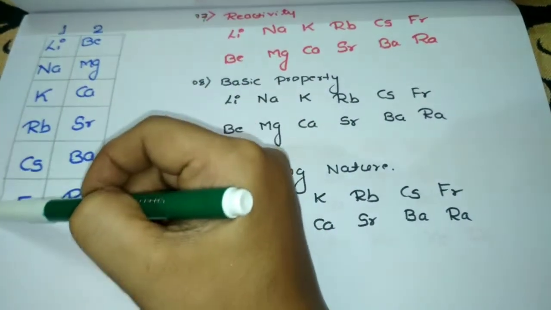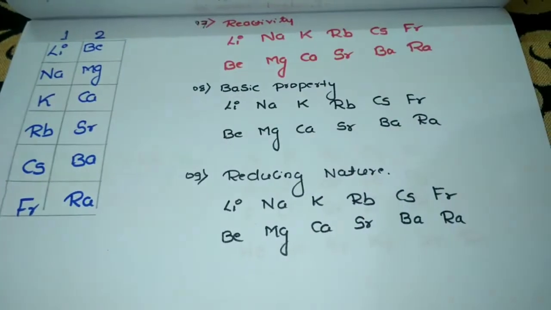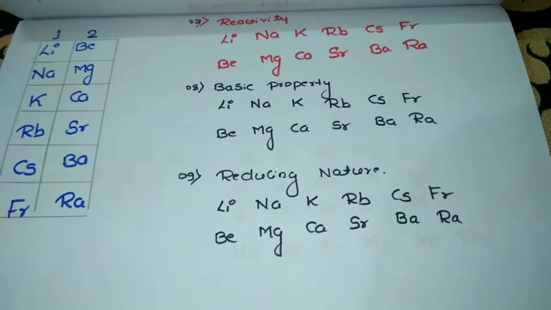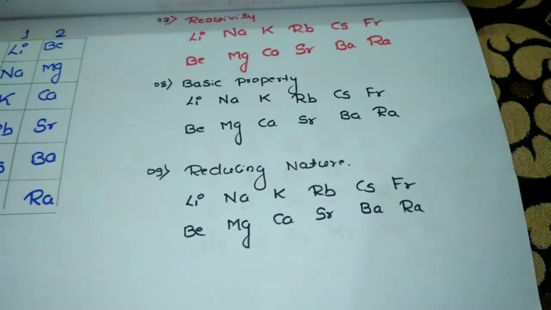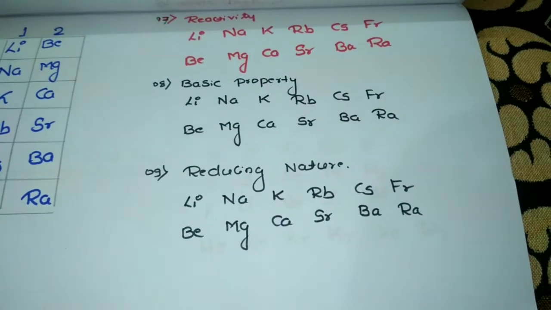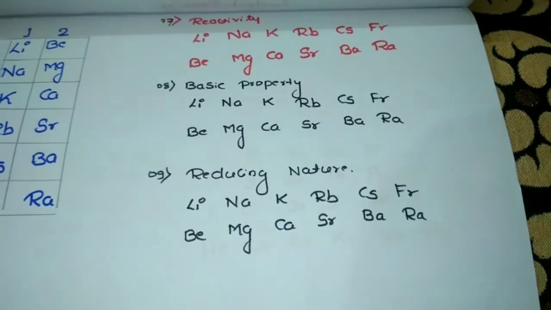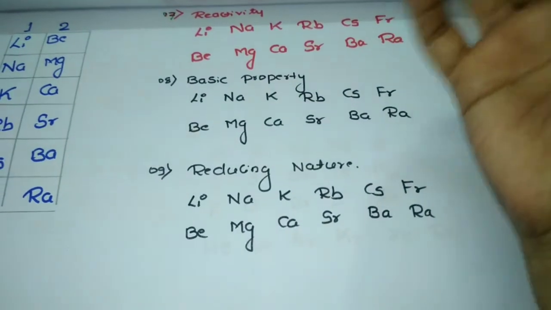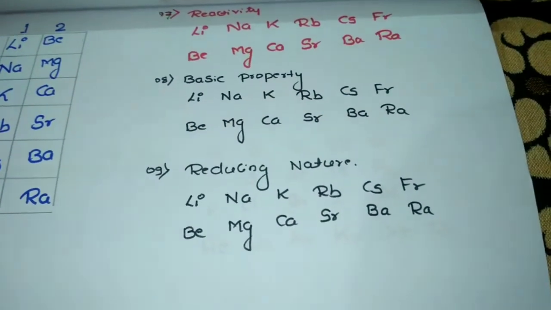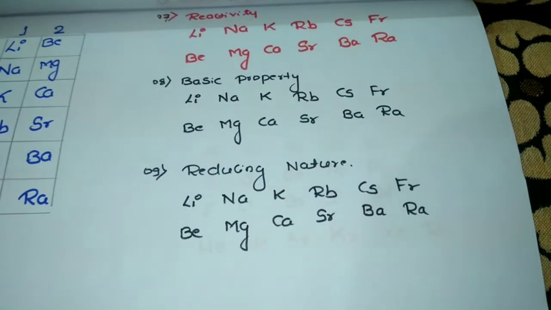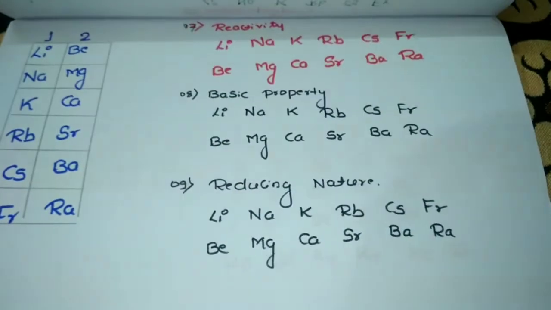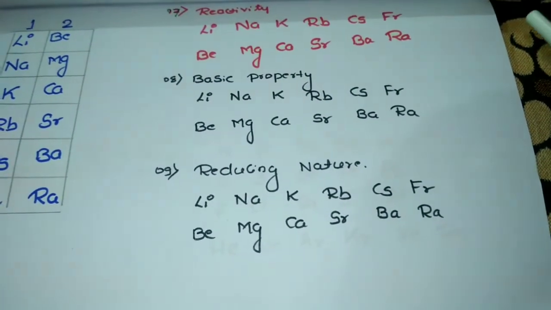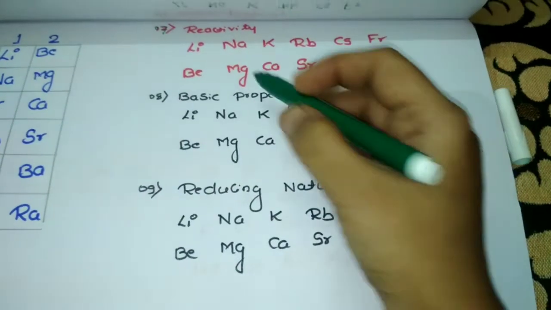As we go down the group, the reactivity goes on increasing. Why? It's because the atomic radii increases. The size increases so that the outermost electron is left free, and the strong metallic bond will not be present. If the electrons are free, obviously they'll undergo reactions very easily. So as we go down the group, the chemical reactivity increases.